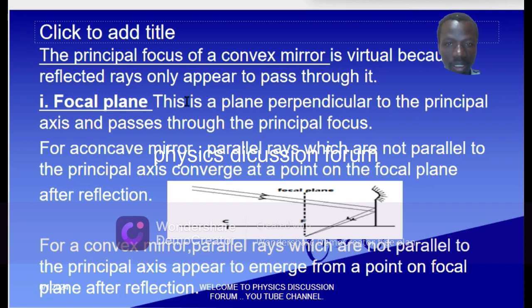Focal plane. To understand the focal plane, you can see from this diagram. The rays are coming from infinity, obeying the laws of reflection. So the image is formed at F. The line passing through F is what we call the focal plane. We can say this is the plane perpendicular to the principal axis that passes through the principal focus. For a concave mirror, parallel rays which are not parallel to the principal axis converge at that point on the focal plane after reflection. For a convex mirror, parallel rays which are not parallel to the principal axis, which we call the marginal rays, appear to emerge from that point after reflection.